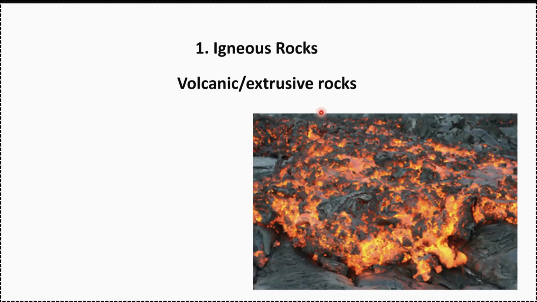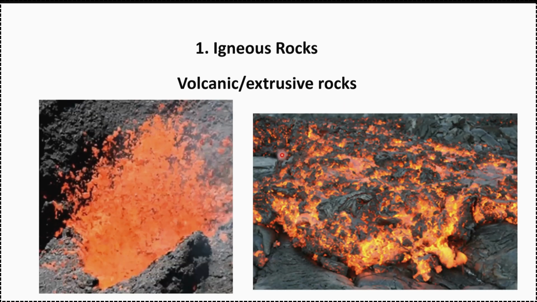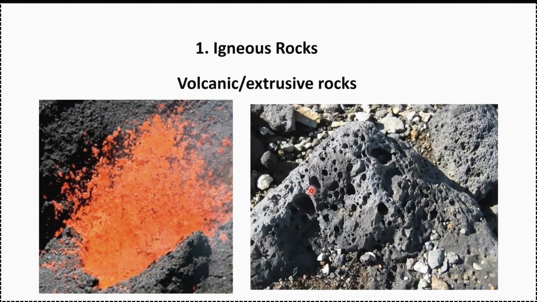On the other hand, volcanic or extrusive rocks are formed when the lava cools and solidifies on the Earth's surface outside. Because these rocks are formed on the surface of the Earth, they are called extrusive rocks. Because they cool quickly, they have small and fine-grained crystals. A common example is basalt. Sometimes these volcanic rocks also have peculiar polygonal or columnar structures.